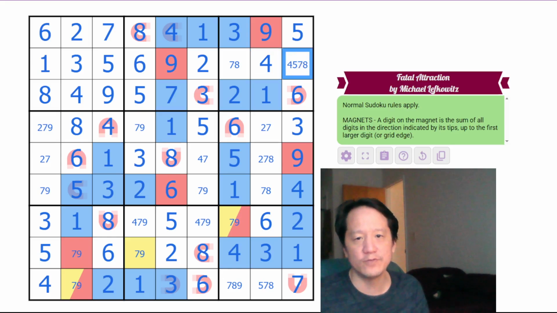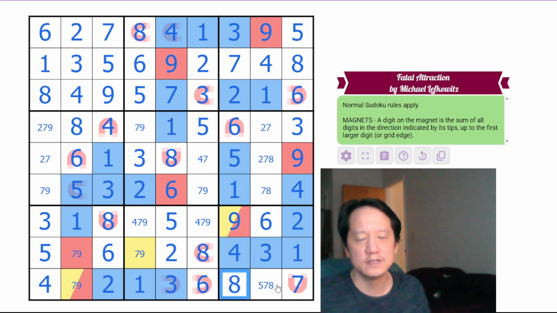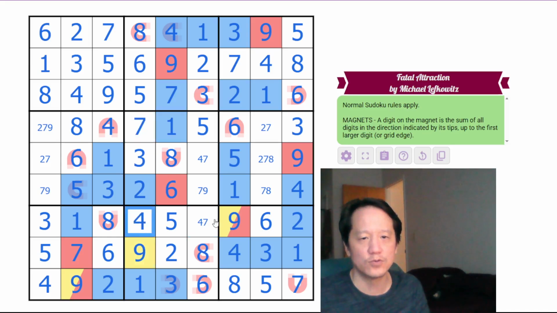This can't be 4, 5, or 7. That's 8, which makes this 7, which makes that 9. Therefore, that's 8. This can't be 7 or 8. It's 5. 7 eliminates 7 here, so it's 9. Therefore, there's no 9 here. 9 eliminates 9 here, so it's 7, which makes that 4, which makes that 7, which makes that 4. This can't be 7. That's 9, which makes that 7, which makes that 2.